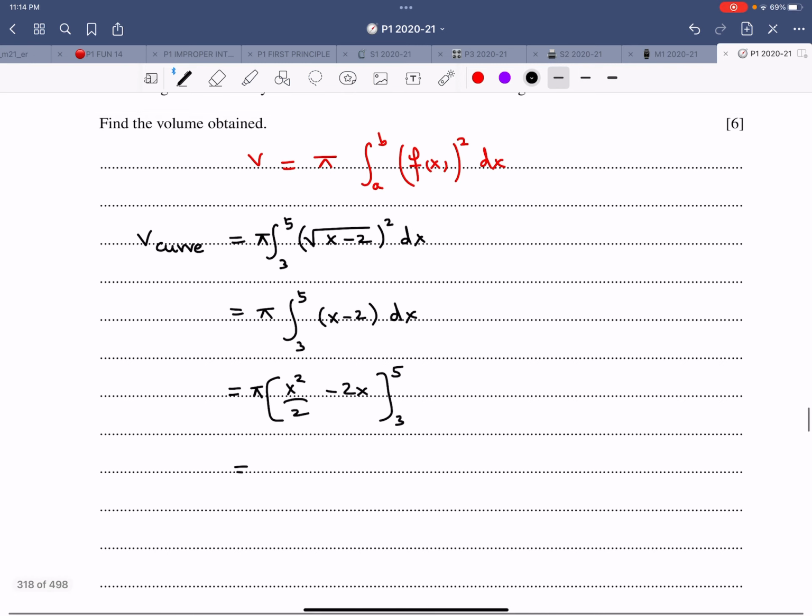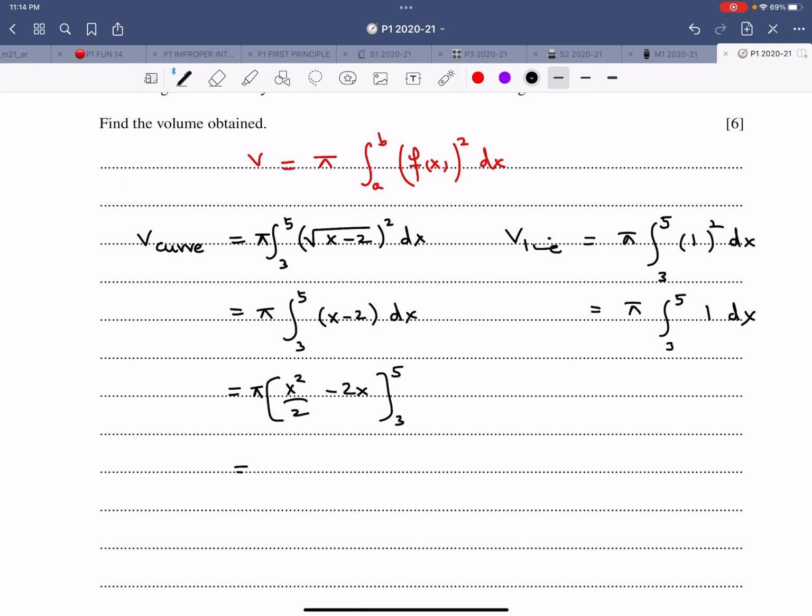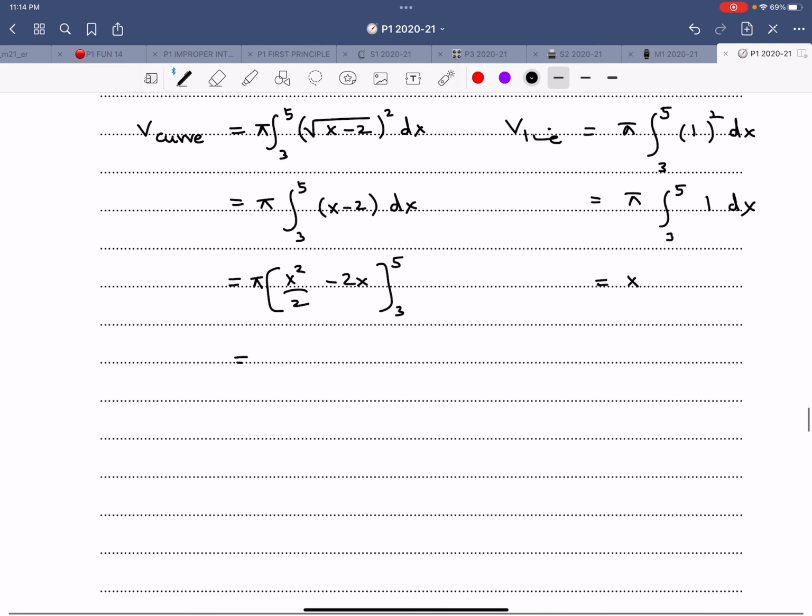And volume under the line, that is pi integral 3 to 5, the equation is simply 1 squared dx. That is pi integral 3 to 5 of 1 dx. That is pi, and this 1 becomes x between the limits 3 and 5.